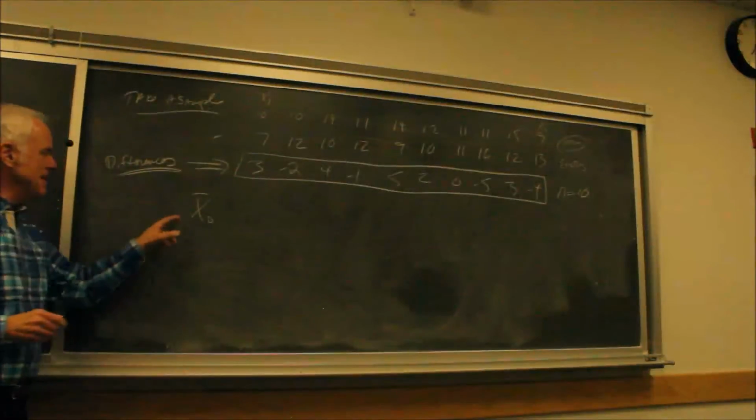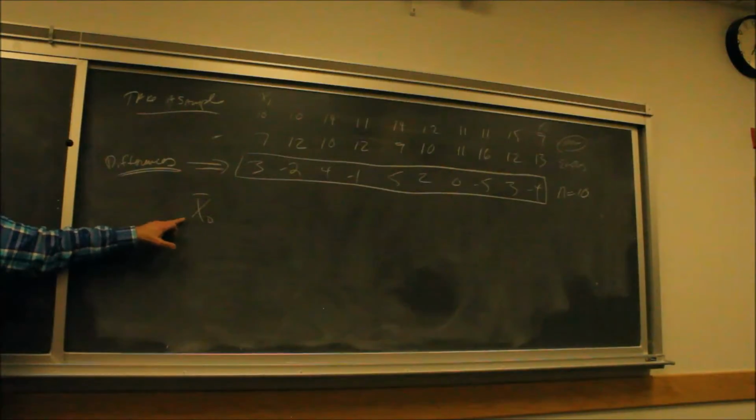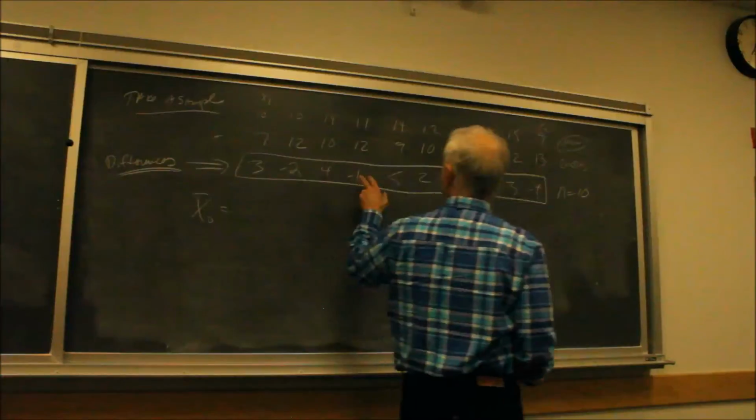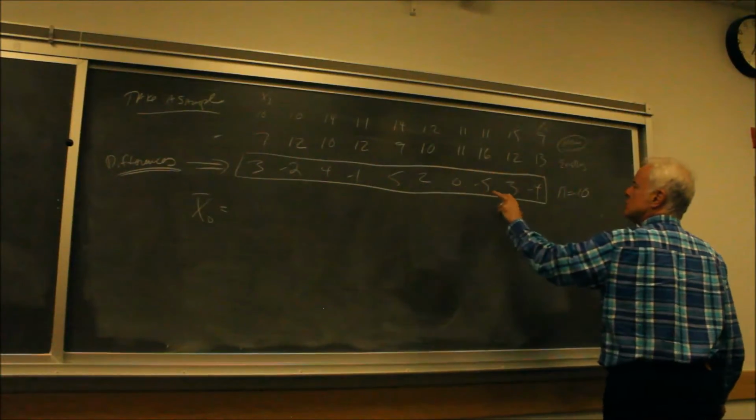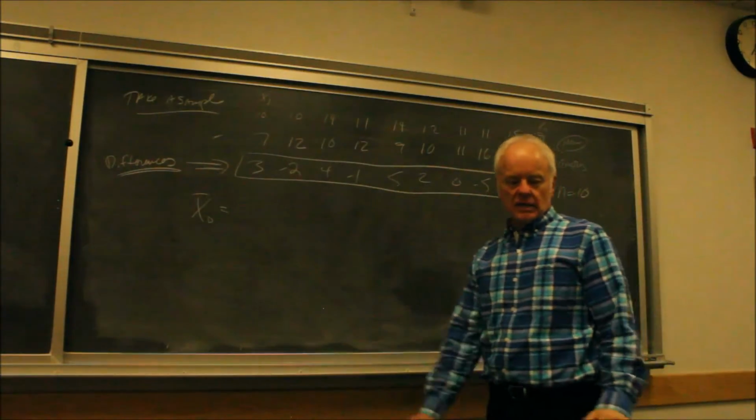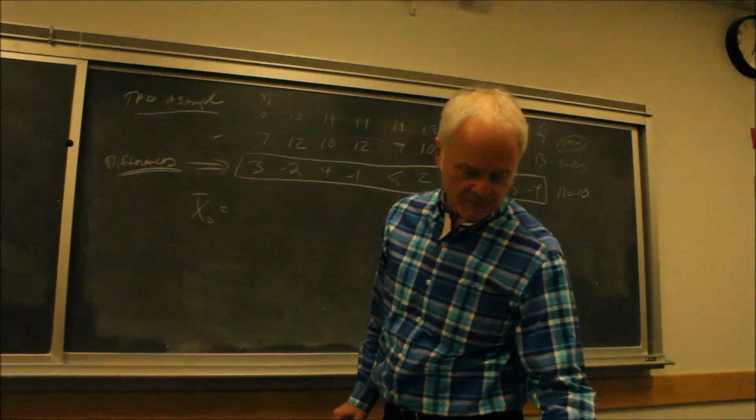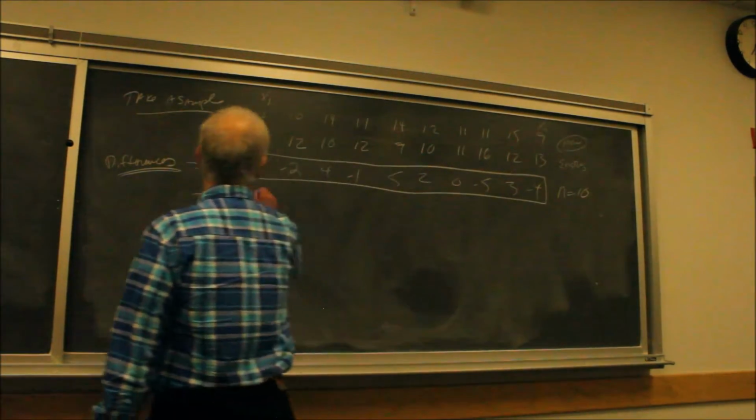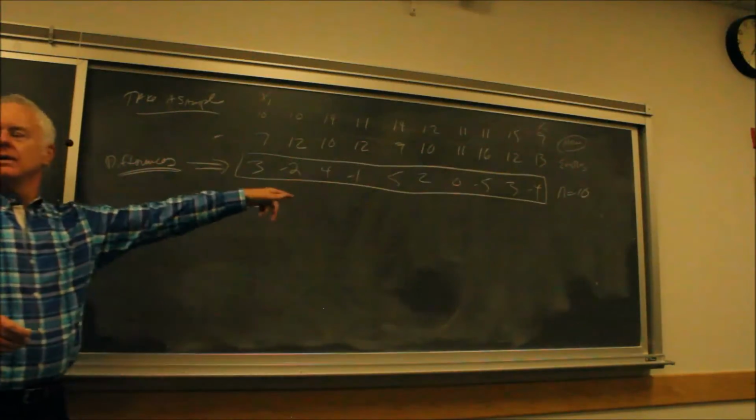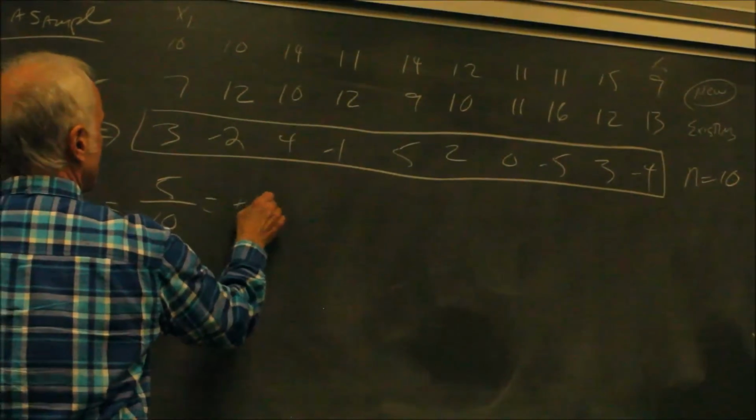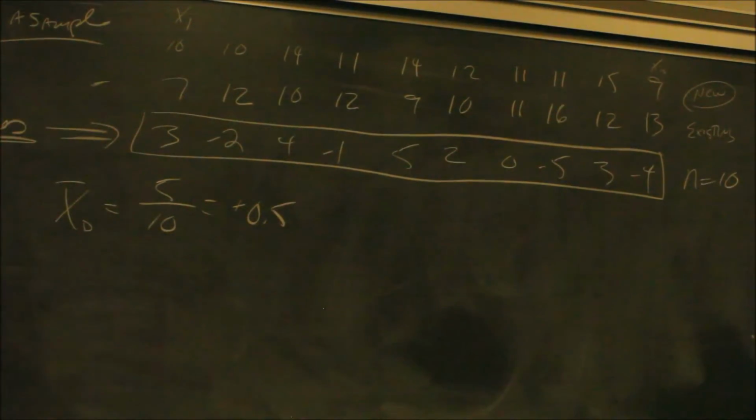X bar sub D, meaning the average of the differences. So what is it? It's equal to 3 minus 2 plus 4 minus 1 plus 5 plus 2 minus 0 minus 5 plus 3 minus 4. And if you calculate that out, as long as I did this right, it's 5 exactly. So it's 5 divided by 10. Remember, because this is an average. And what's 5 divided by 10? 0.5. So that's X bar.